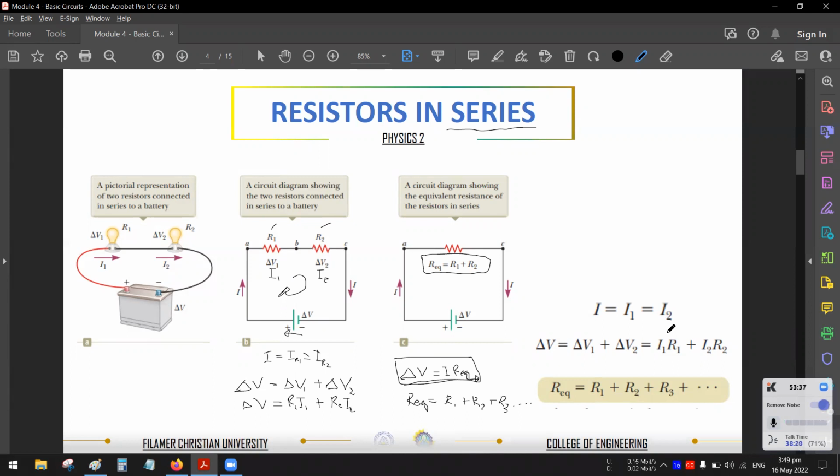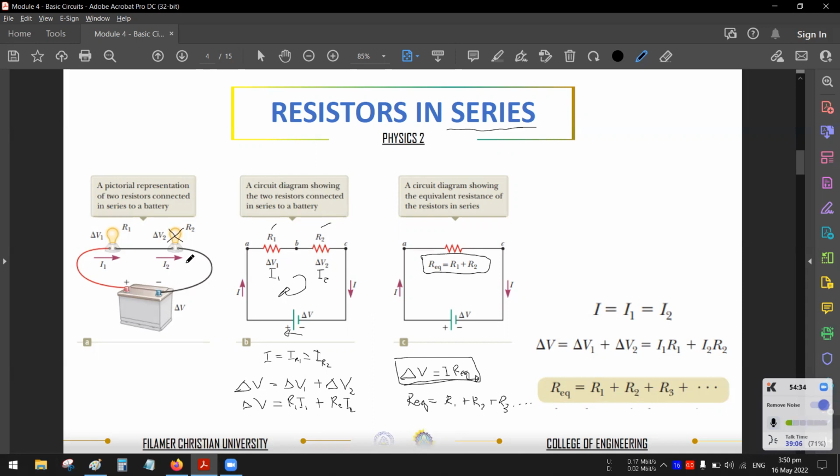Questions? So series has a disadvantage, right? Let's say one bulb burned out. Meaning the other bulb will not light, because it is now an open circuit. It is no longer closed, it is an open circuit, because it burned out and got damaged. Okay, that is one of the disadvantages of a series connection.